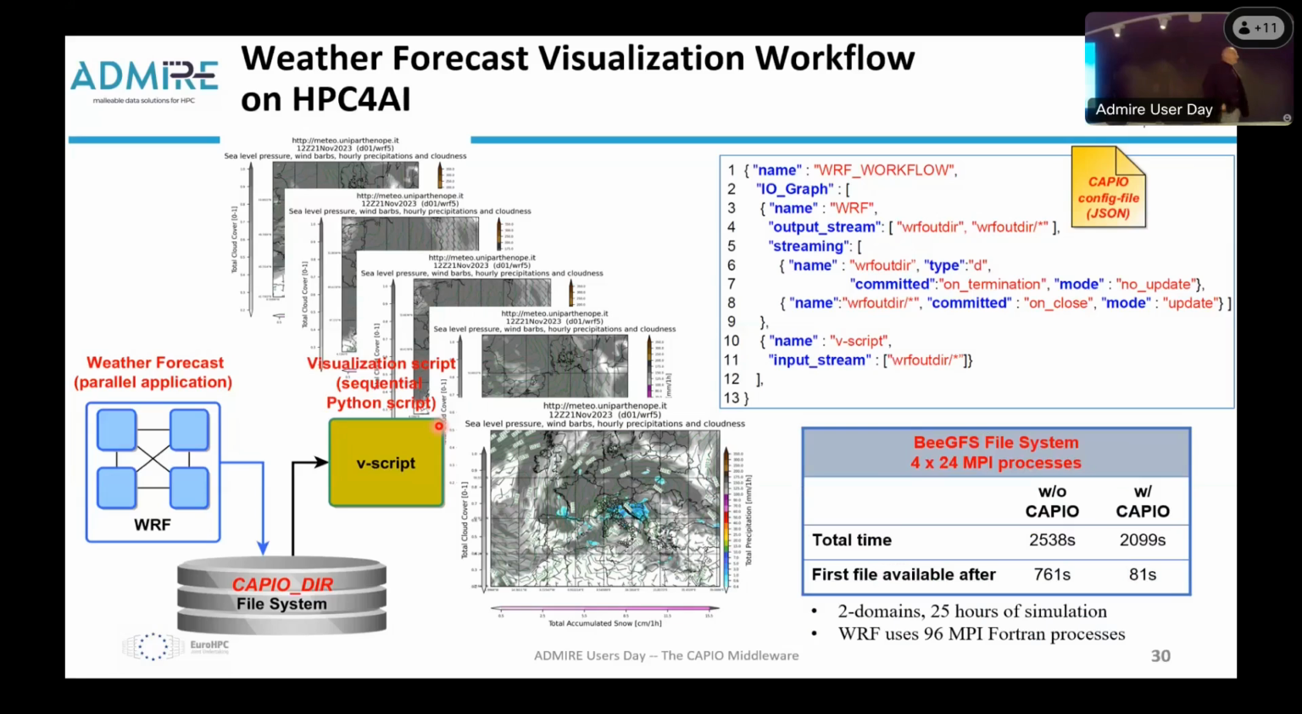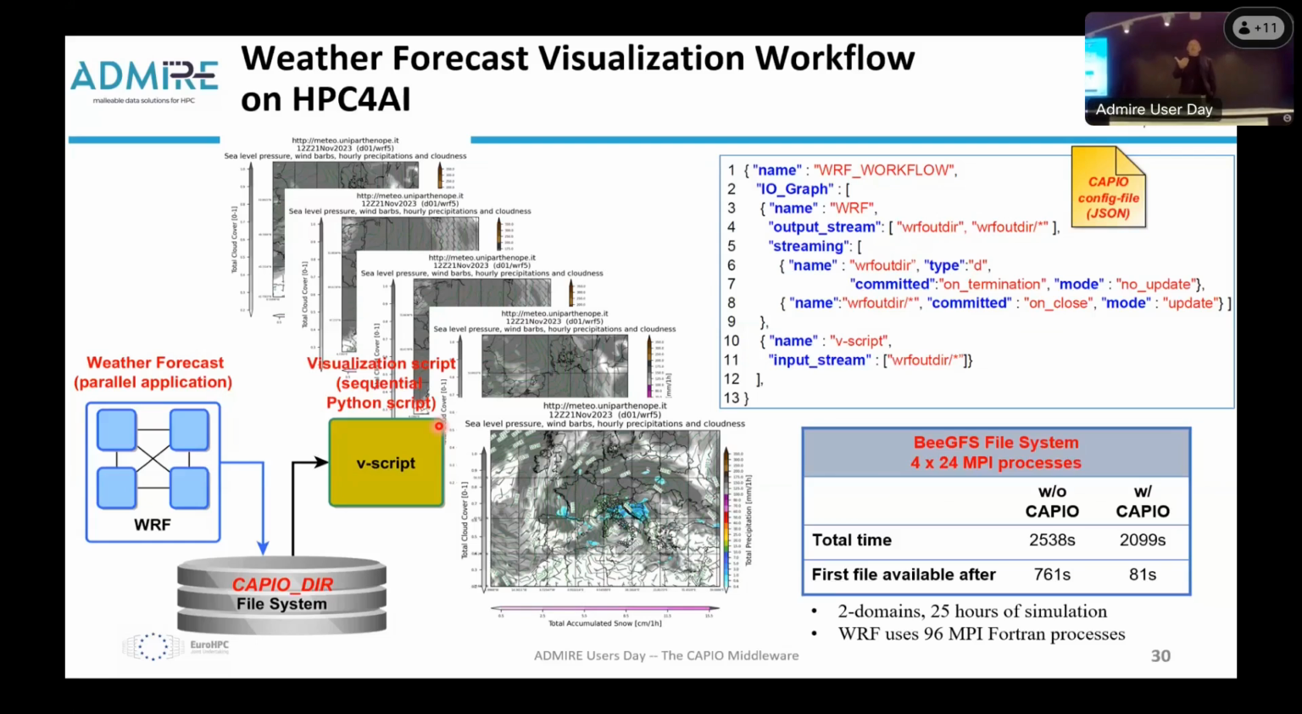So basically, the times that we obtained on 4 nodes with 96 Fortran MPI processes are these. Basically, we save about 50% of the time. But the good thing is that in the old version, let me call it, the first file is available after 700 seconds, more or less. With our modification using CAPIO, the first file is available just after 1 minute.